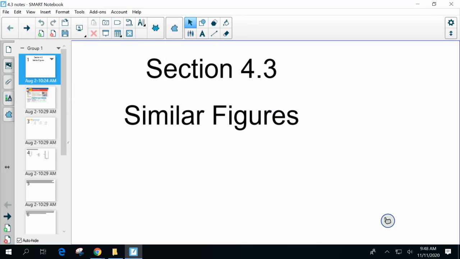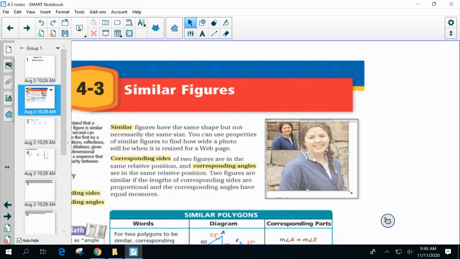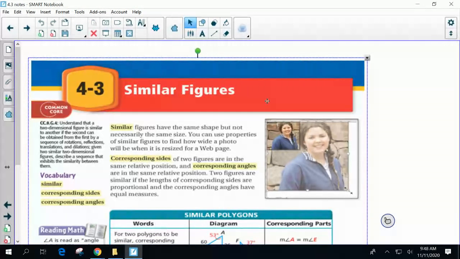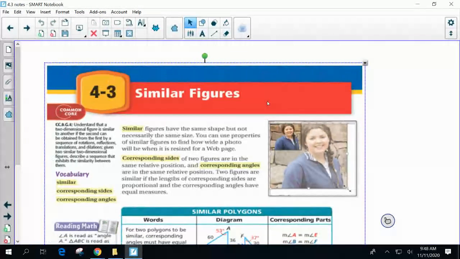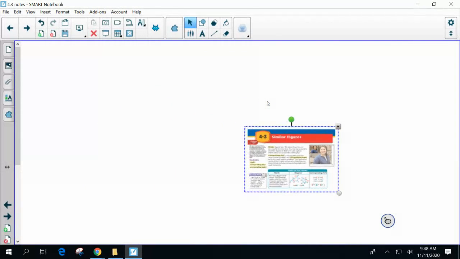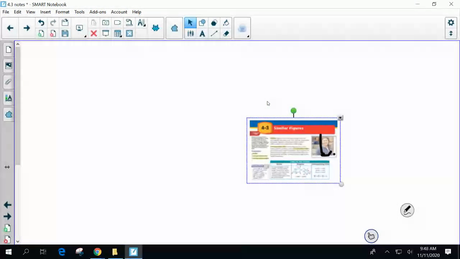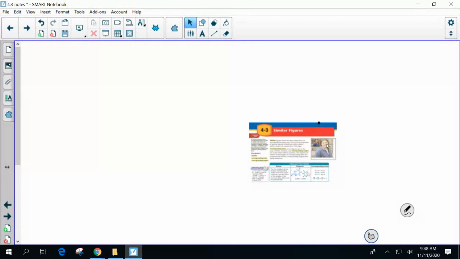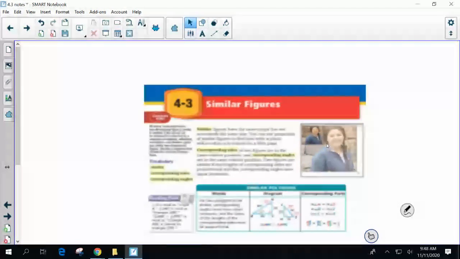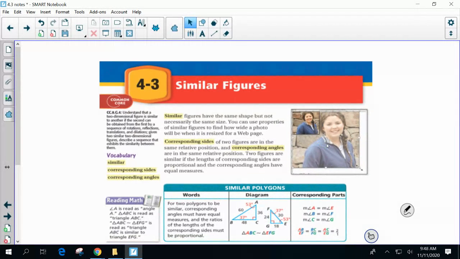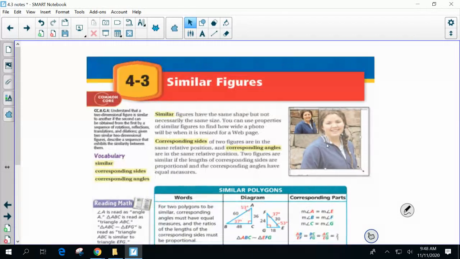Section 4.3, similar figures. So we're going to talk about similar figures, and the best way I can describe it that you guys use every day is when you have a picture of something on your phone or computer, and you move your fingers together to enlarge it or shrink it. You do this on your phone all the time. And of course I'm drawing a picture right now, but I know you move your pointer finger and your thumb and make the picture bigger or smaller.